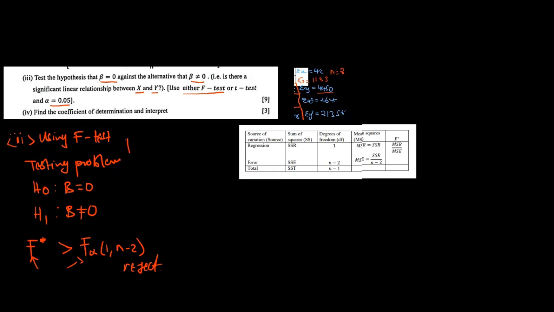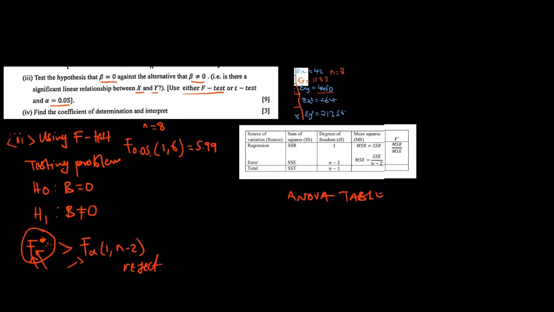Our alpha is 0.05, and in the brackets the degrees of freedom will be 1 comma n minus 2. We are dealing with 8 samples here, so n minus 2 will just be 6. If I find this value from the f table, it will be 5.99. What we have to do now is find the value of the f observed, which we are going to find from the ANOVA table that I've given on top there.